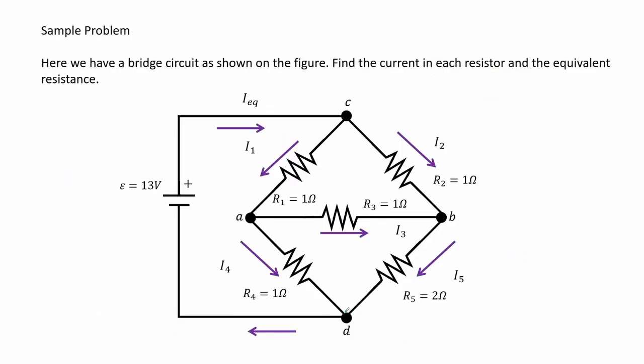Sample problem. Here we have a bridge circuit as shown in the figure. Find the current in each resistor and the equivalent resistance.